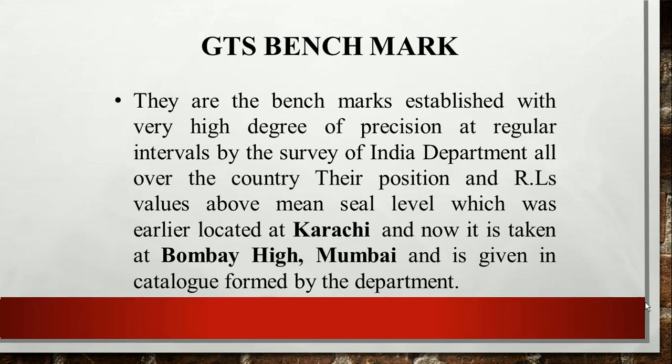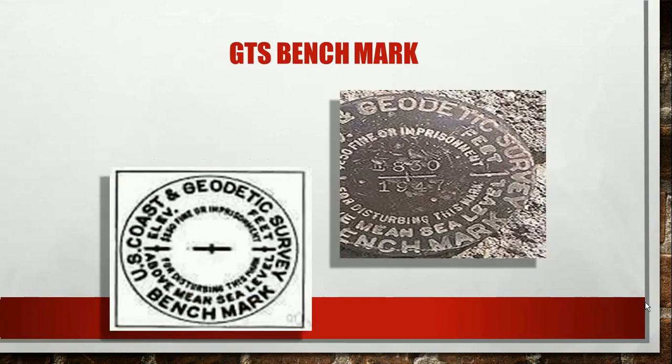So the GTS benchmarks are benchmarks established with a very high degree of precision at regular intervals by the Survey of India department, all over the country. Their positions and RL values above the mean sea level, which was earlier located at Karachi and is now taken at Bombay High, that is Mumbai, are given in a catalog formed by the department. So basically the GTS benchmark is established by the Survey Department of India, right? This is an image of a GTS benchmark.